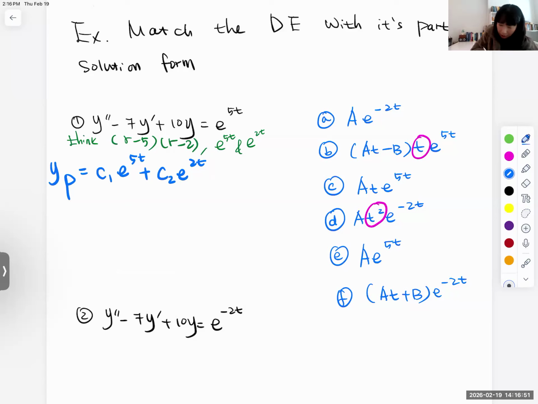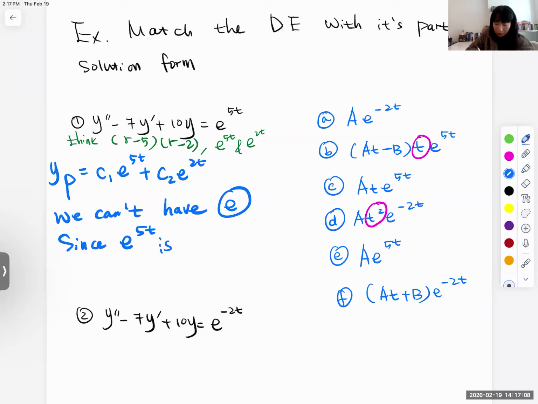So let me write down. We can't have e to the 5t, since e to the 5t is already a solution in the particular solution. Let me make it shorter. Okay. So the answer will be A t e to the 5t. So answer is C.